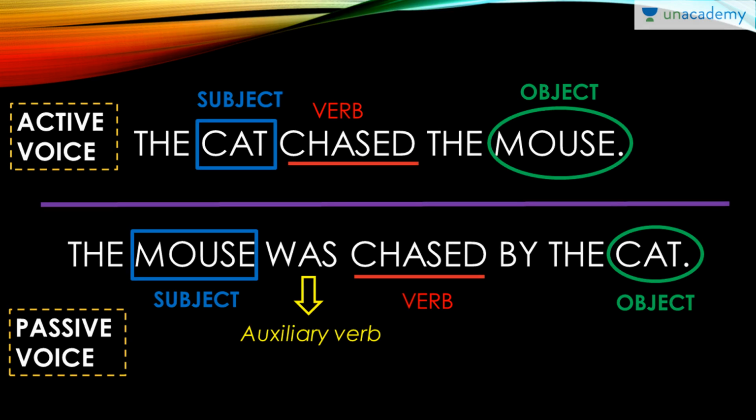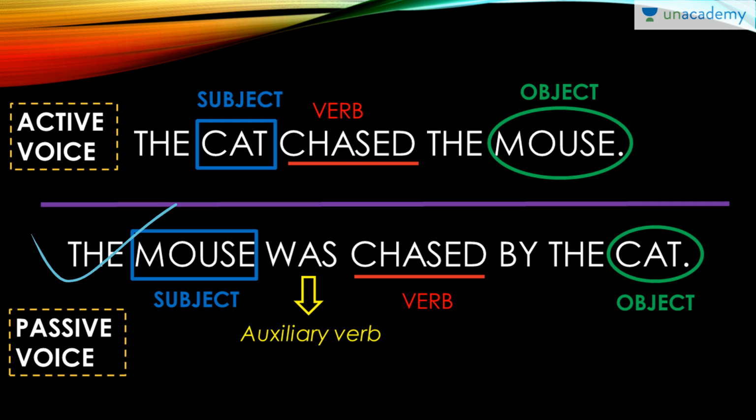The cat chased the mouse. What chased the mouse? The cat, making cat the subject. Now cat chased what? The mouse, making mouse the object. But what did the cat do to the mouse? It chased it, making chased our verb, our main verb.